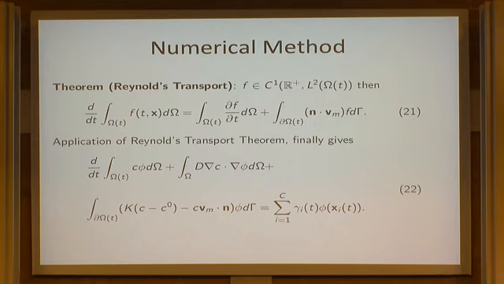Then we use the Reynolds transport theorem, we apply it to the equations. Finally, we get this weak formulation. This is very simple because now, okay, this is the total derivative, and so it incorporates as well the movement of all these elements. You should imagine that all these elements are actually moving. And these elements are moving because of the contractions that the cells are exerting.